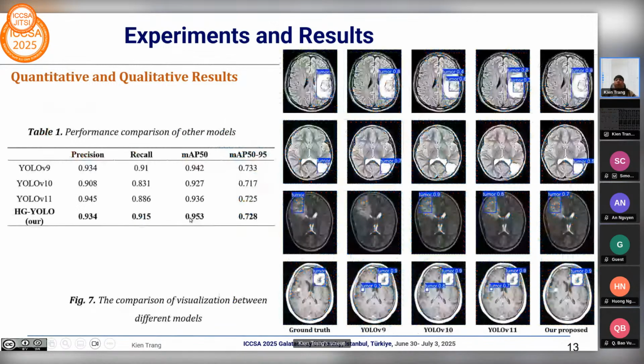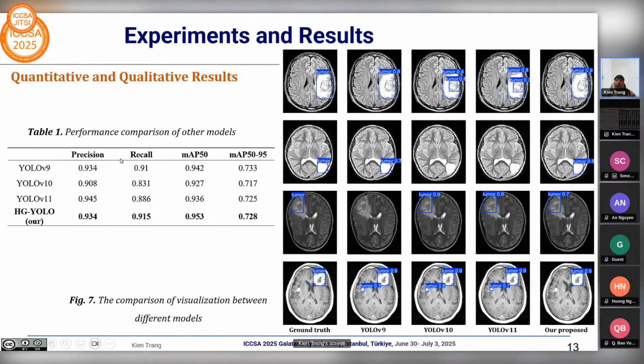To conduct quantitative and qualitative experiments, we compare with YOLO version 9, version 10, 11, and also our study. As we can see in table number 1, it's clear that our proposed architecture, which integrates the PPHGNet and the GMA, achieves good performance, and the HG-YOLO achieves the highest value compared to other models.